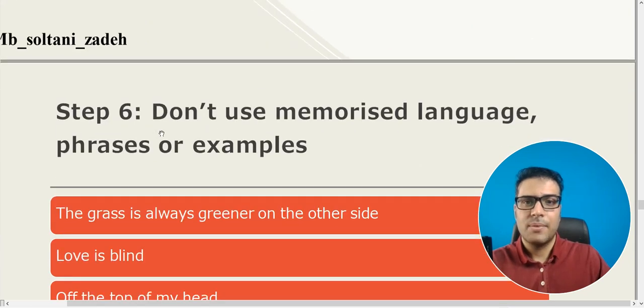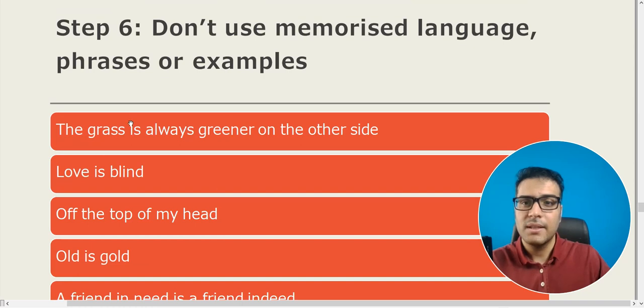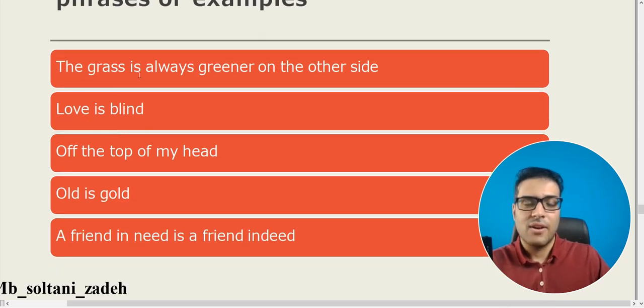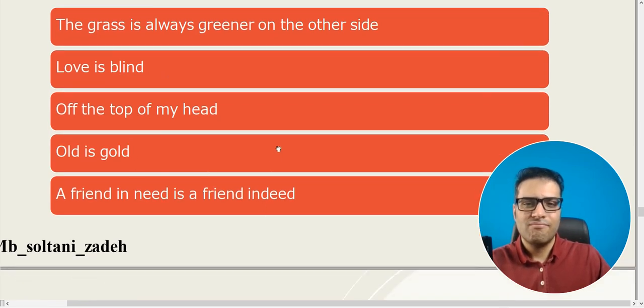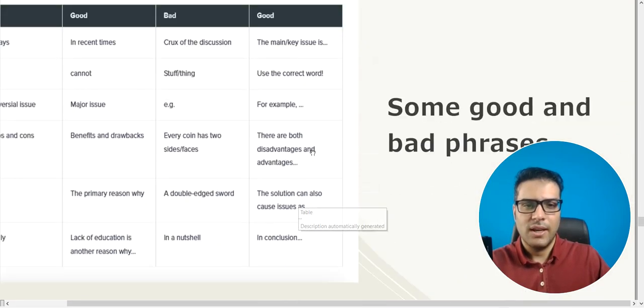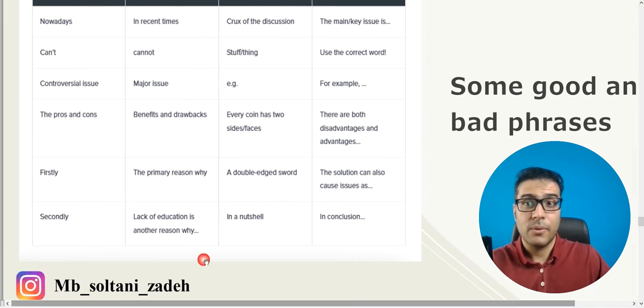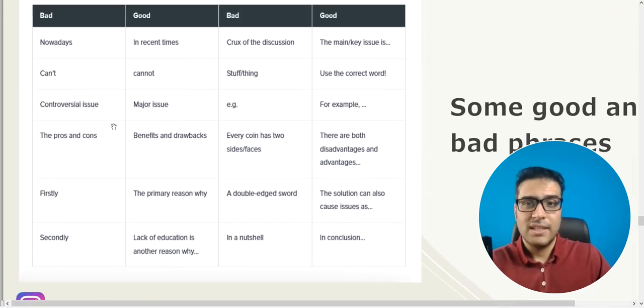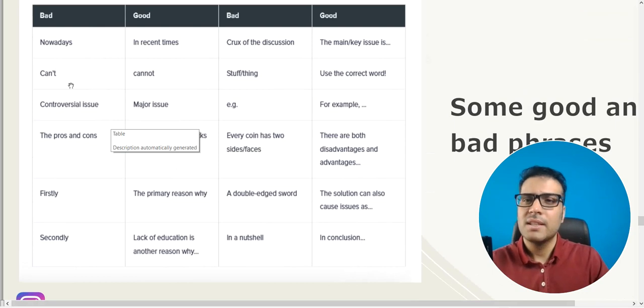And the 6th step is don't use memorized language, phrases, or examples. Like these things: the grass is always greener on the other side, love is blind, off the top of my head, old is gold. So these are not going to help you, okay? So the examiners are looking for your ability to write, not what you've memorized.